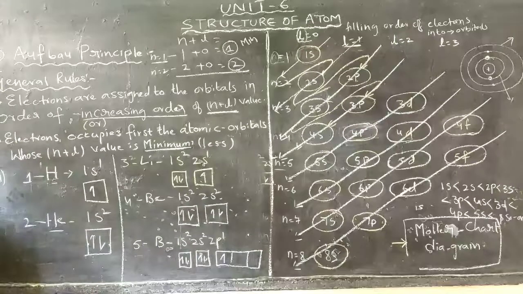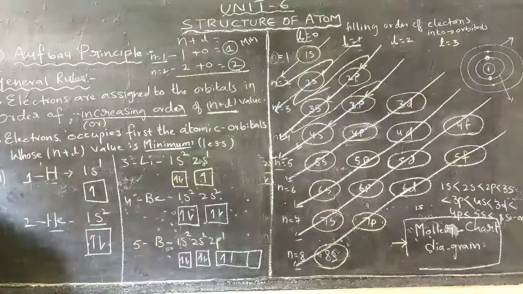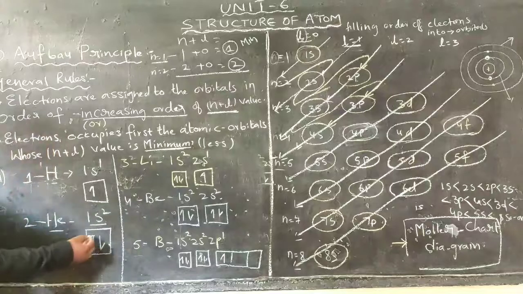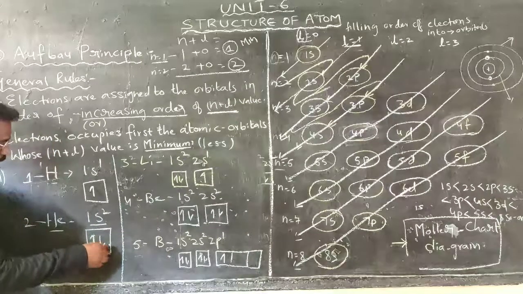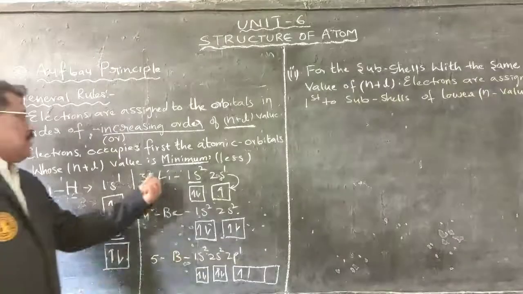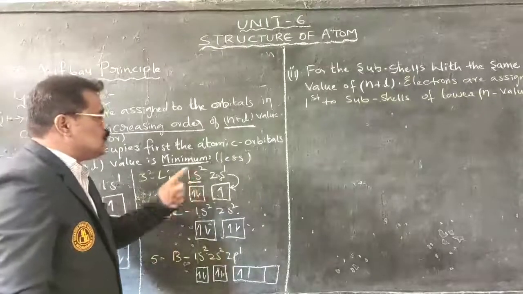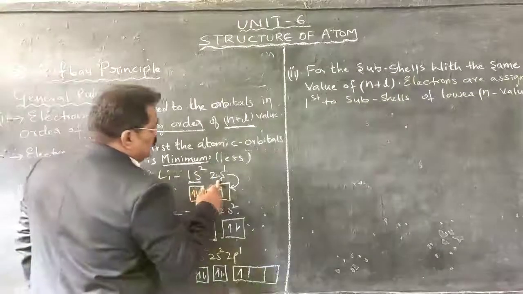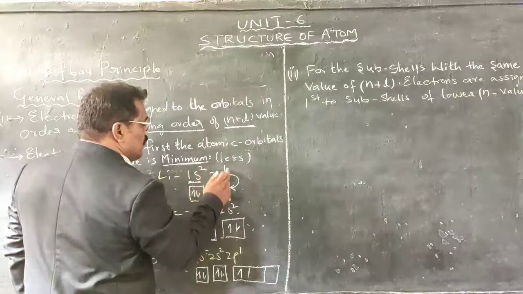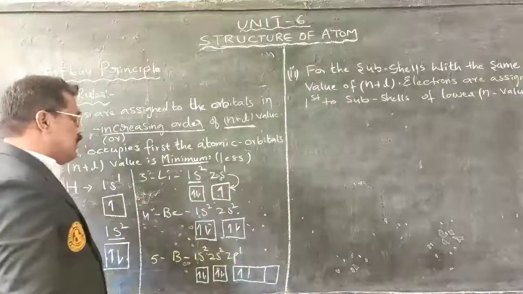Next one is helium. Atomic number is 2, whose electronic configuration is 1s2. Why? Each subshell can accommodate how many electrons? 2 electrons, 1 electron in upward direction, the other in downward direction. Coming to lithium, whose atomic number is 3, electronic configuration is 1s2 2s1. Why? After the 1s orbital, the 2s orbital will come. Therefore, the third electron will enter the 2s orbital.